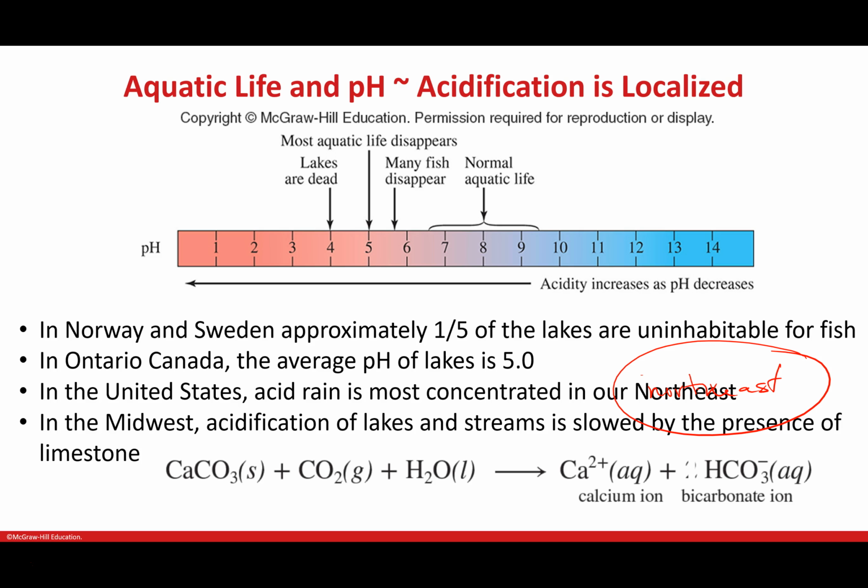Oh, yeah. There's a 2 here. Sorry. I was going to ask you guys, do you see where I had to put a 2 here? You guys have to finish this. So on the product side, we have the Ca2+, and then we have 2 HCO3-, to have the same number of each element on either side of the reaction arrow.